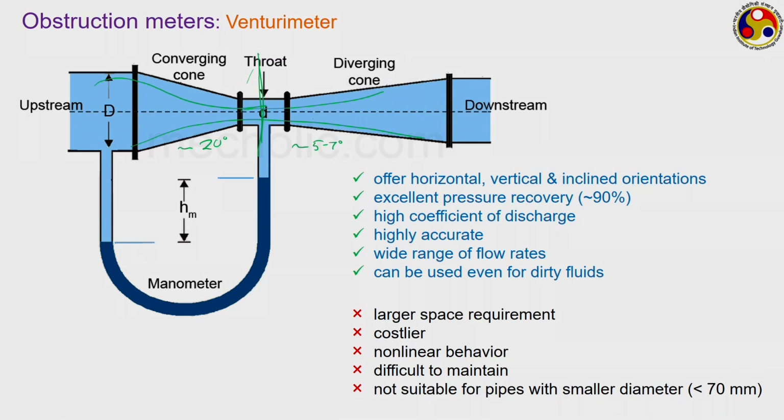So, maintenance sometimes may be difficult, and it is not suitable for pipes with smaller diameters, that is less than 70 to 75 mm, mostly because you need to have sufficient change in area from the upstream side to the throat, which may not be possible for smaller dimension channels. Still, compared to the orifice meter or flow nozzle, the venturimeter is the best possible option among all the obstruction meters. No mathematical derivation is shown here because I have already shown the derivation in the earlier slide.